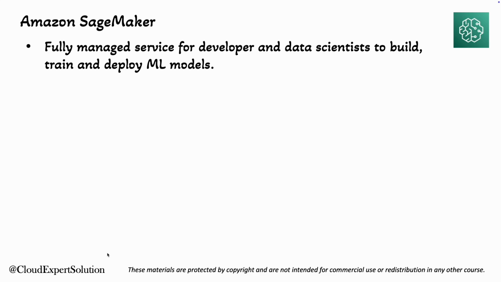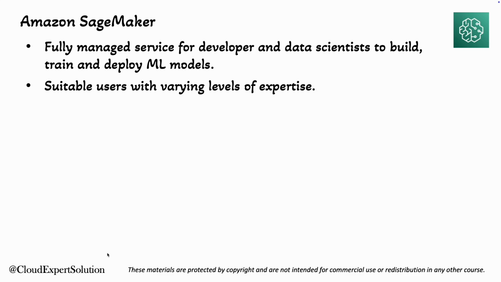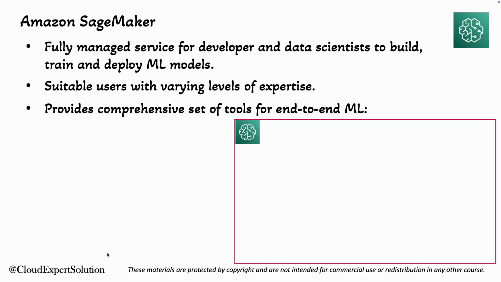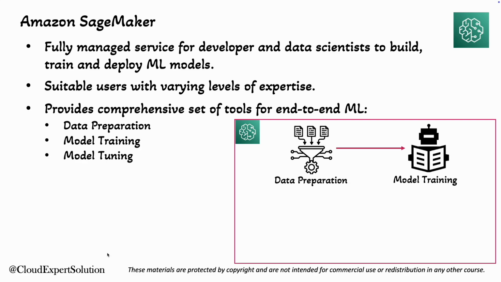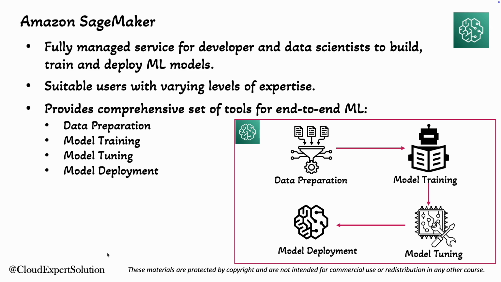Amazon SageMaker is a fully managed service provided by AWS that enables developers and data scientists to build, train, and deploy machine learning models at scale. It simplifies the machine learning process, making it accessible to users with varying levels of expertise. Amazon SageMaker provides a comprehensive set of tools for the entire machine learning lifecycle. It includes features for data preparation, model training, model tuning, model deployment, and last but not least, model monitoring.